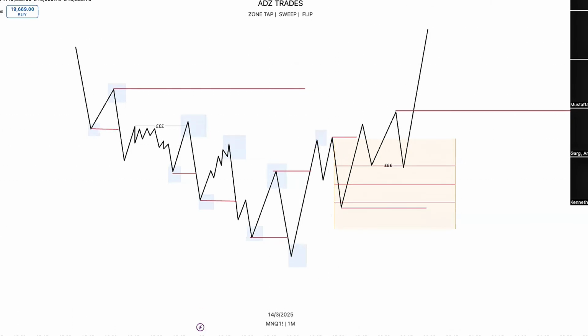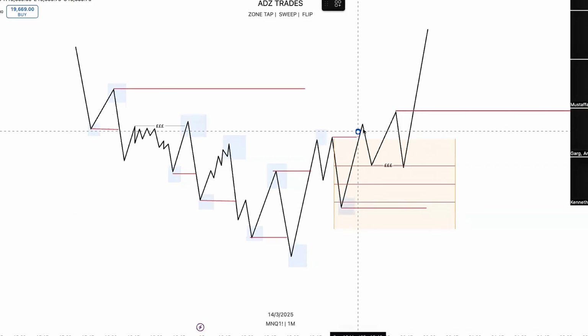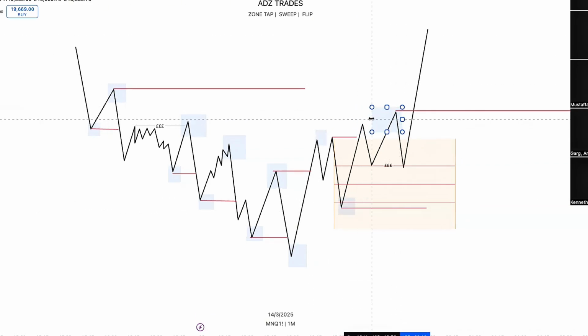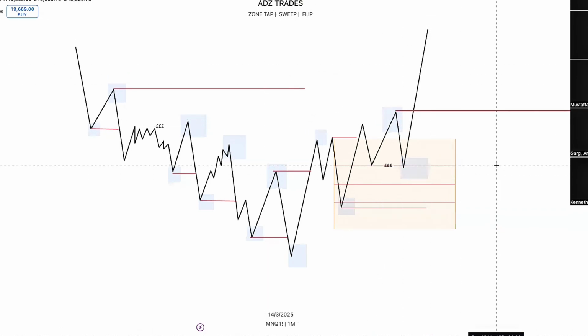Higher high, higher low. Higher high here, higher low. So other than the breaker structure, how do you know that the zone is valid? If it's a breaker structure, it's valid. Now I'm just checking the message now.